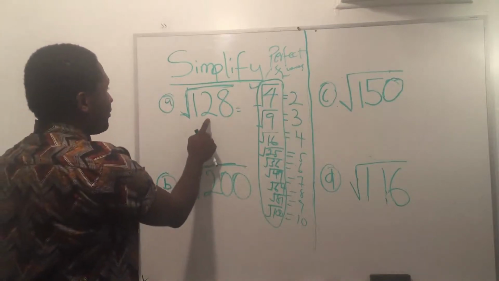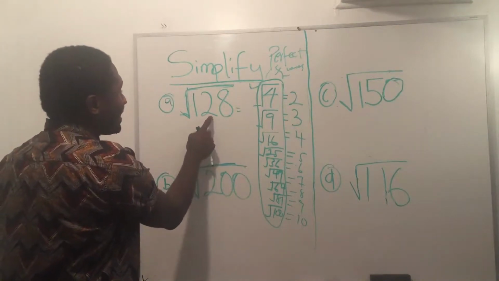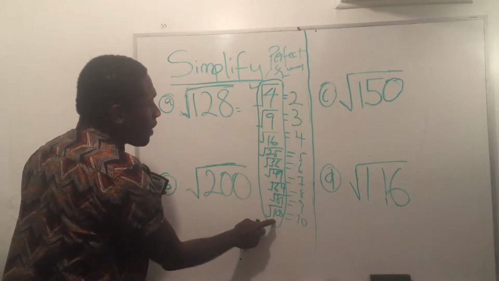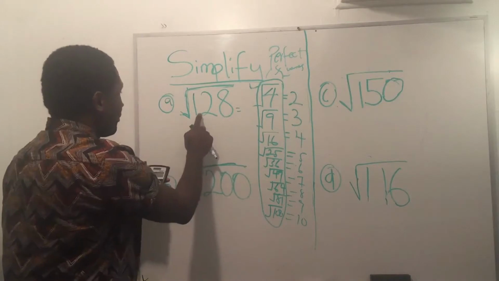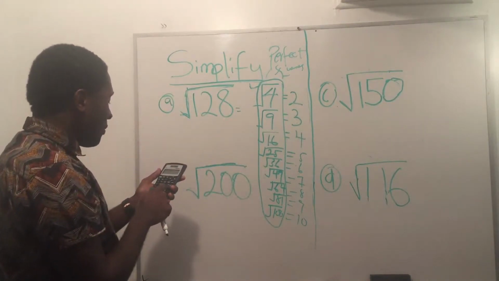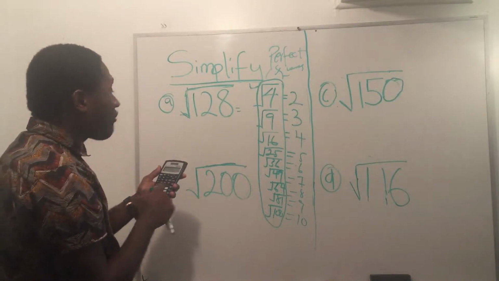If I get a decimal, I pick this number, and then I start from the bottom, the bottom perfect square. Now the number right here is 128, right? So I'm looking for two numbers that, if I multiply, I should get 128. One of them should be a perfect square.